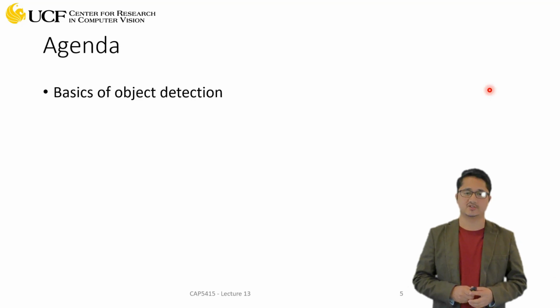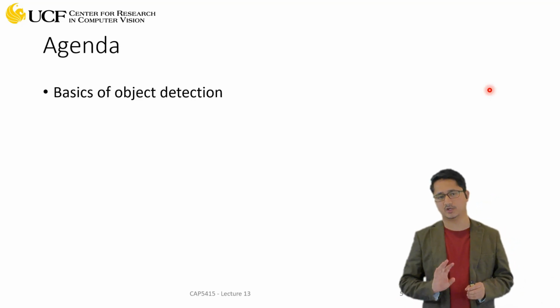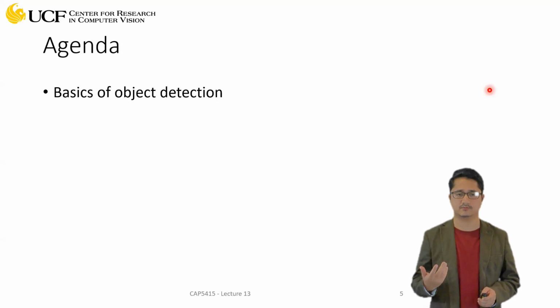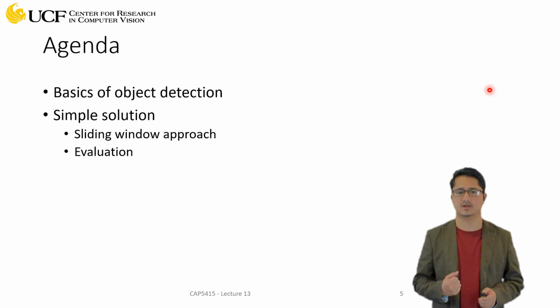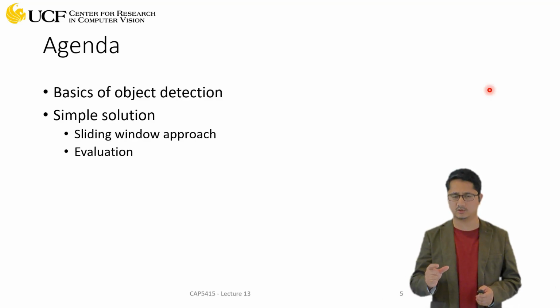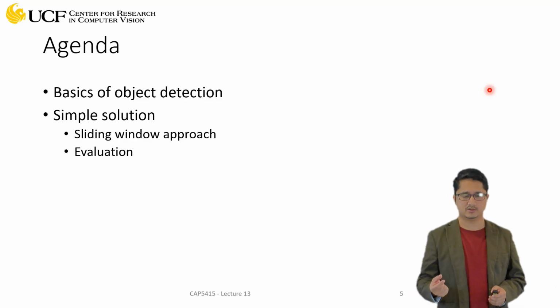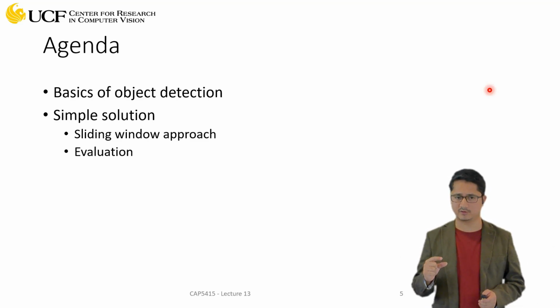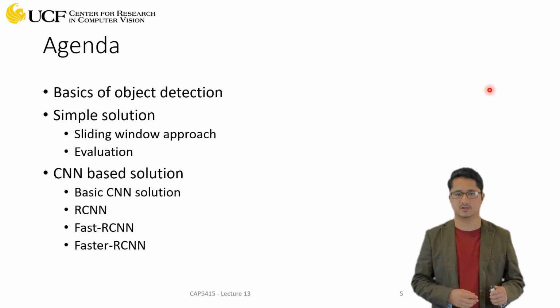All right. So the agenda for this lecture is we'll briefly cover the basics of object detection, what object detection is, and how it's different from image classification. And we'll start with a very simple solution. We have talked about that earlier in the course as well. So we'll look into the sliding window approach. And then we will briefly cover how we evaluate any object detection algorithm. That's actually a very important topic.